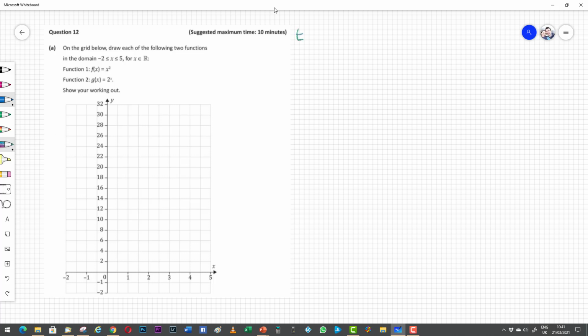Okay, so this is Edco A question 12, and it's a functions and graphs question. We've been given two functions in the question, and we're obviously going to put them on this grid here. So function 1 is f of x is equal to x squared, and then function 2 is g of x is equal to 2 to the power of x. So they're two different types of functions.